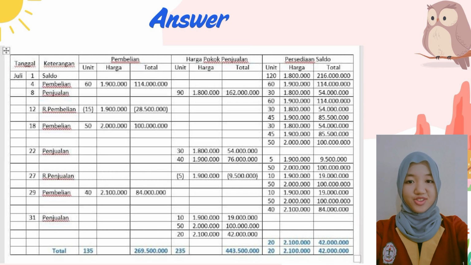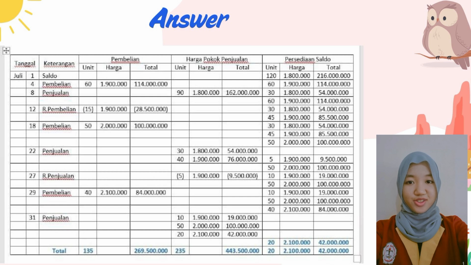9. Sales, July 31st, 80 units. Sales took from inventory. 10 units 1,900,000 Indonesian rupiah. 50 units 2 million Indonesian rupiah. 20 units 2,100,000 Indonesian rupiah. Remaining inventory. 20 units 2,100,000 Indonesian rupiah.